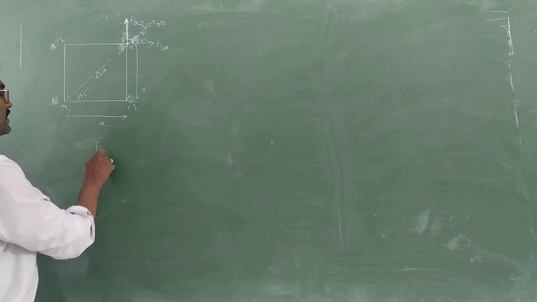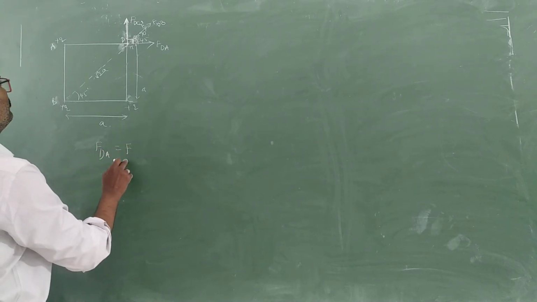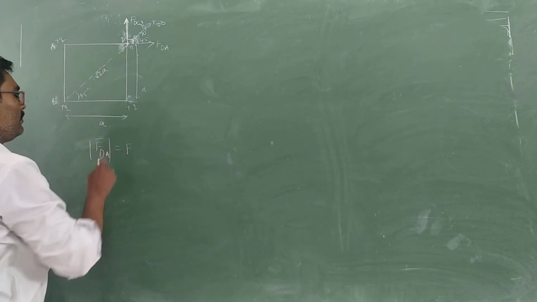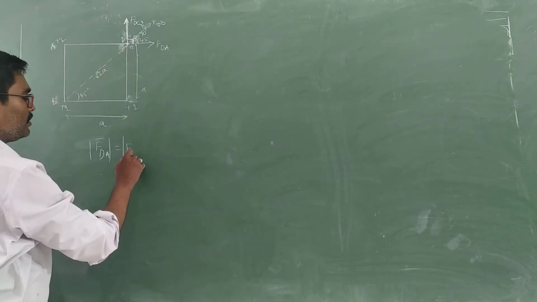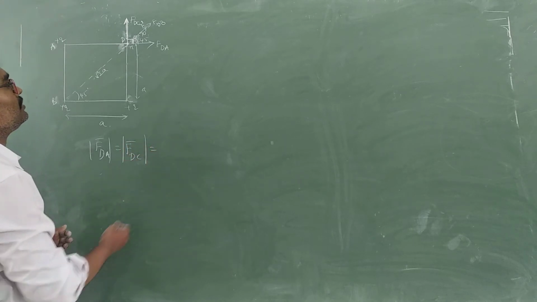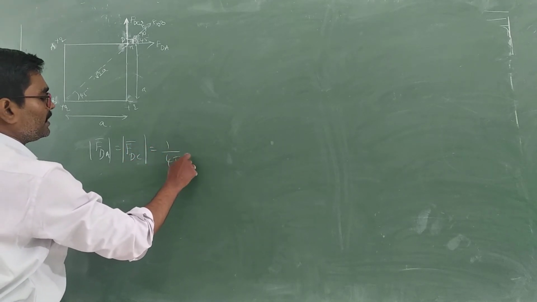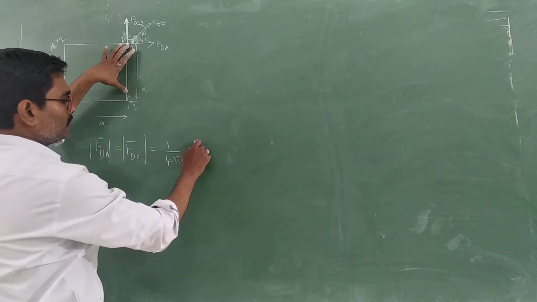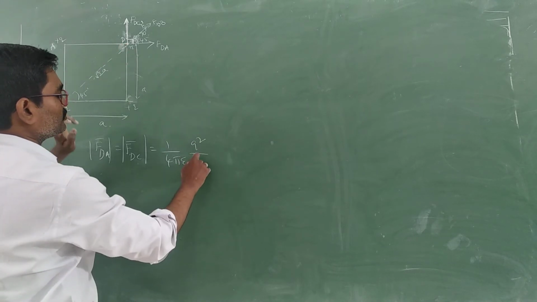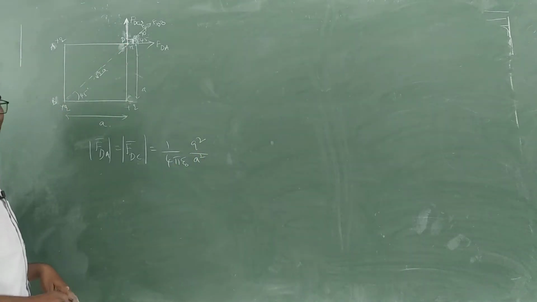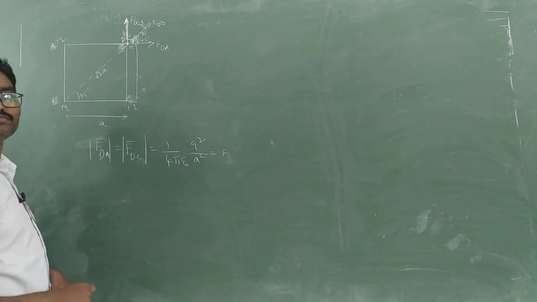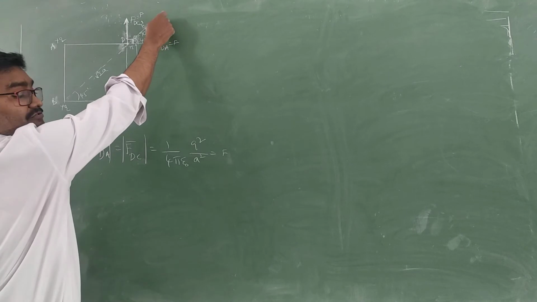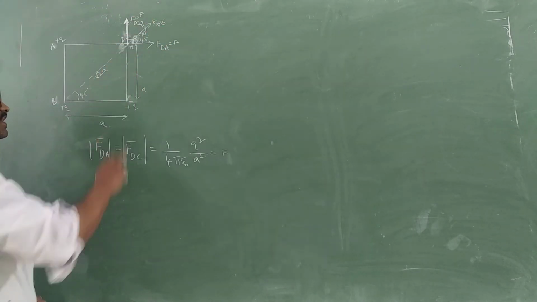First, write the force acting on D by A, which is equal in magnitude to the force on D by C. That is equal to 1 by 4 pi epsilon naught Q into Q, all like charges, so Q square by A square. Let it be F. Now this is F, but the other one will be another value.